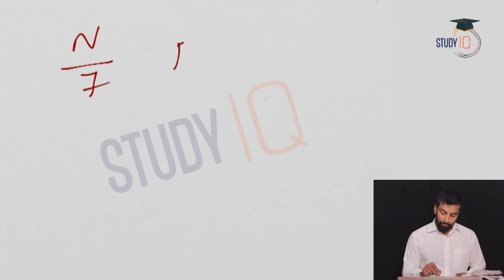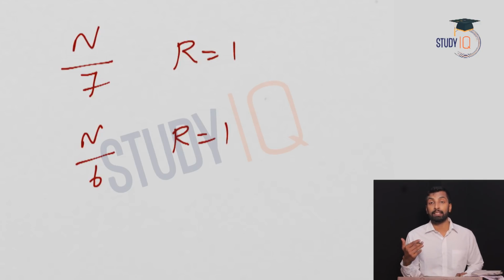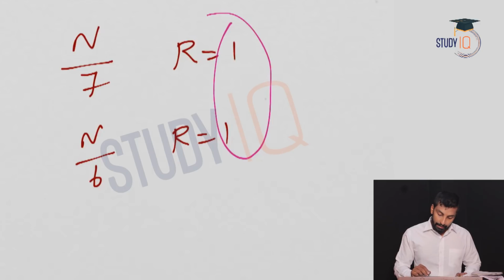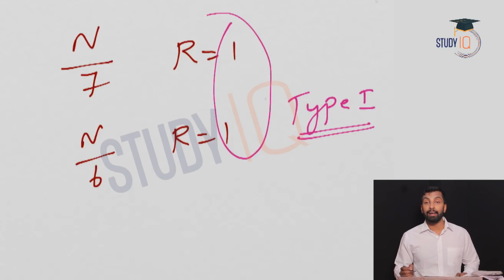Now you may get questions like this: when divided by 7 it leaves remainder 1, when divided by 6 it leaves remainder 1. So you have a number n which, when divided by 7, leaves a remainder 1, and the same number n, when divided by 6, also gives the same remainder. What is the first such possible number? That is the question. Now how will you answer it? If you observe, the remainders are the same, so I call it type 1, where the remainders are same.